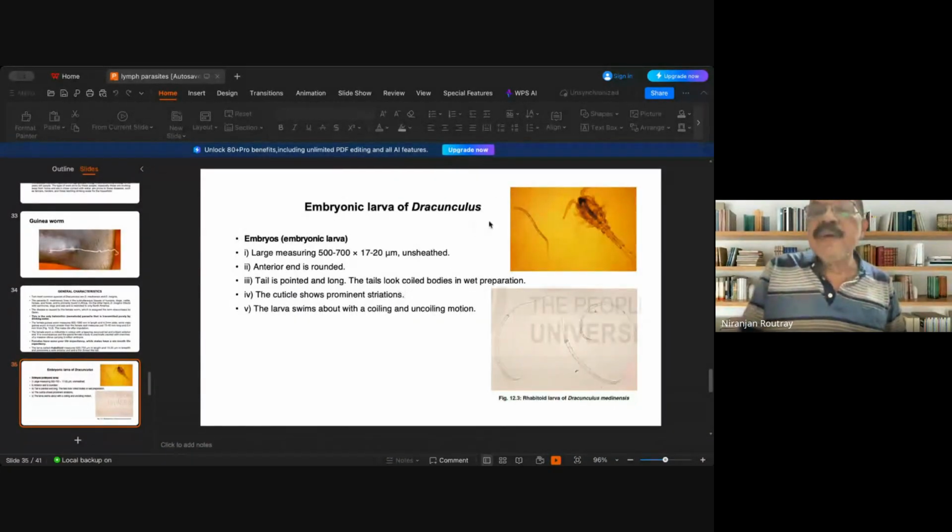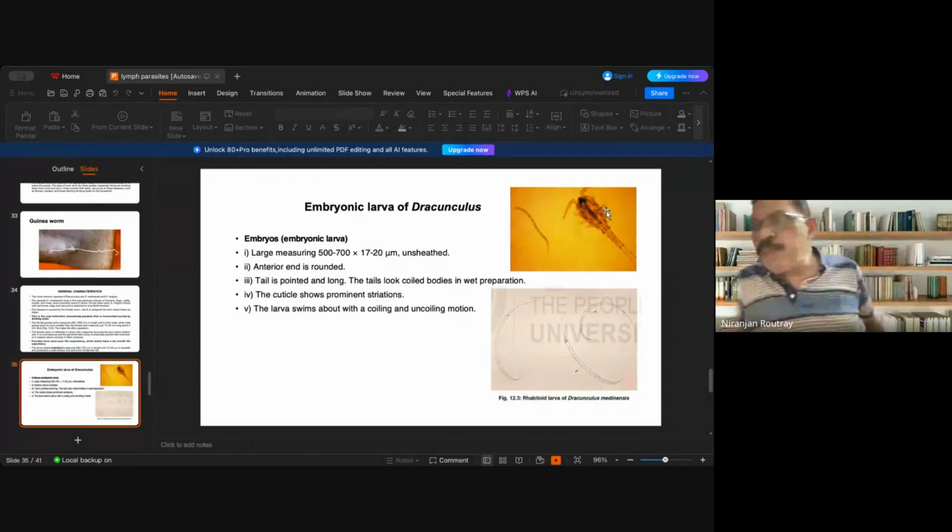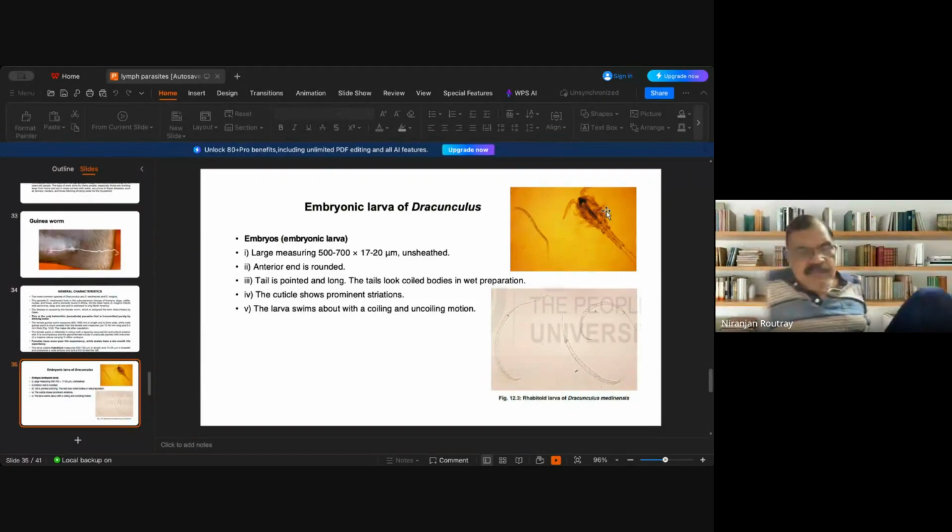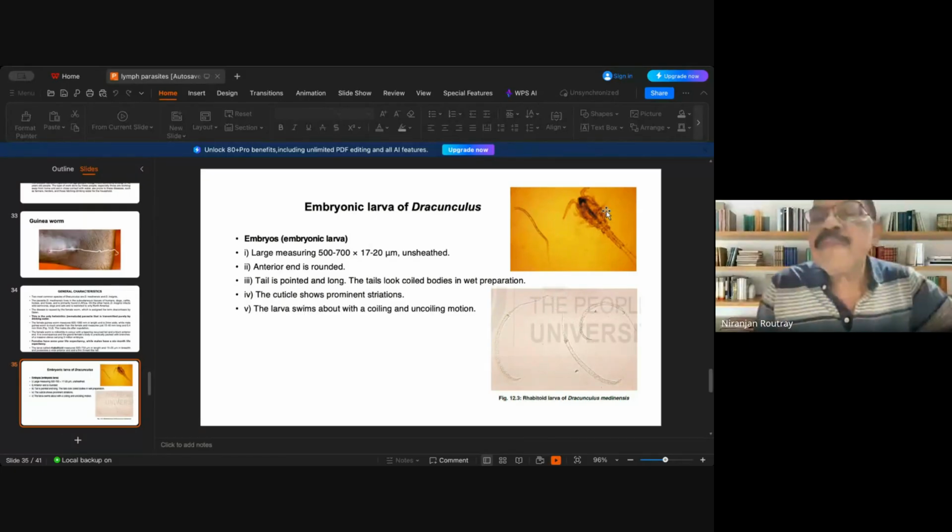So yes, here this is the cyclops. You can collect water and concentrate the water, definitely from the pond water. Generally you will find that in the stagnant pond water you'll get a large number of cyclops. So this is a typical cyclops. It is an arthropod, belongs to phylum Arthropoda. It is a copepod and a plankton, zooplankton.